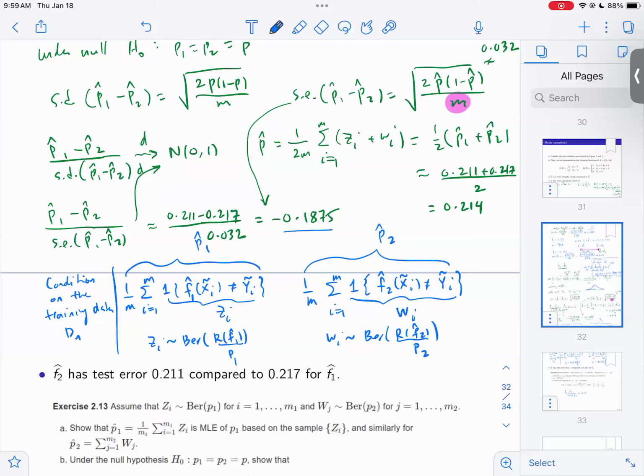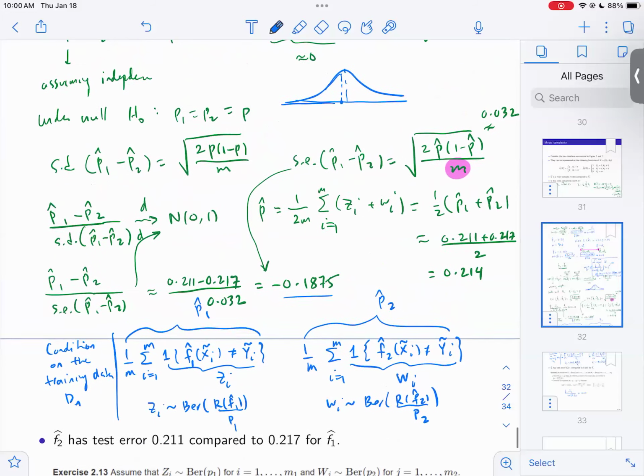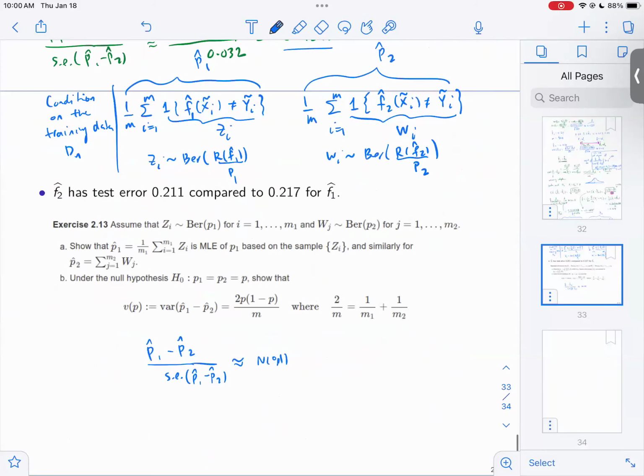And then the standard error is equal to the square root of 2 p hat times 1 minus p hat over n, if the sample sizes are the same for the two. Yes, exactly. Even if the sample sizes are not the same, you can calculate it yourself, because the variance would be the sum of the variances. Then you just get p times 1 minus p divided by m1 plus p times 1 minus p divided by m2. So effectively, m would be like a harmonic mean of the two.